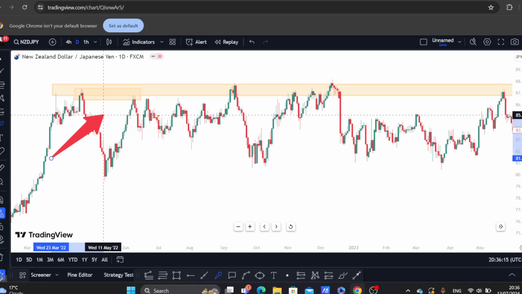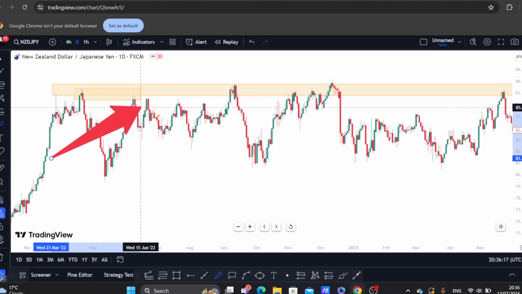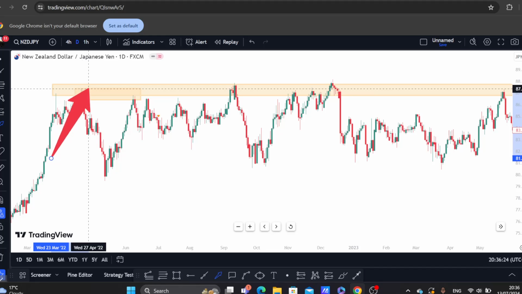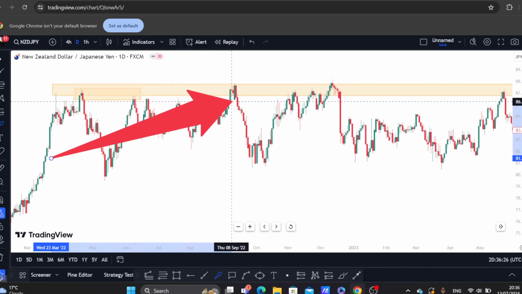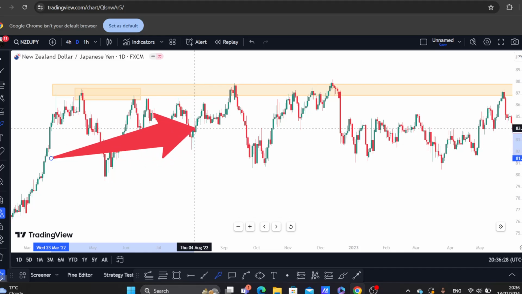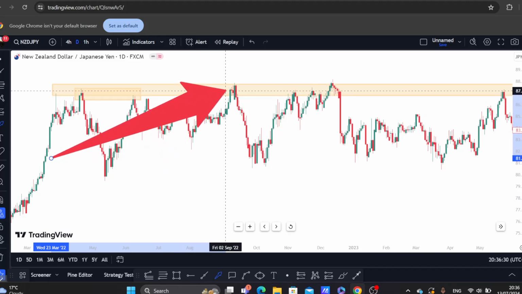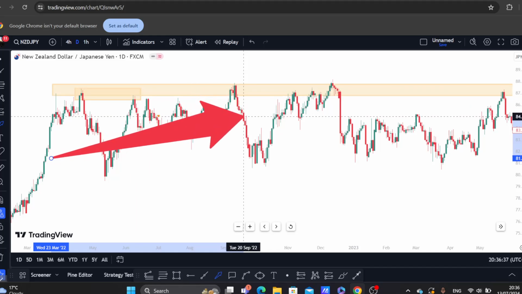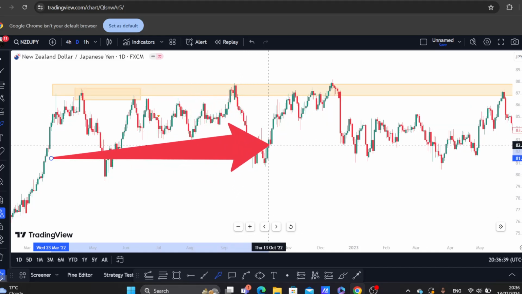As you can see, it didn't quite get to that low. If you took a short there, you will still be on this trade. Then we had another push up. We then created another supply zone right there, rally base drop.